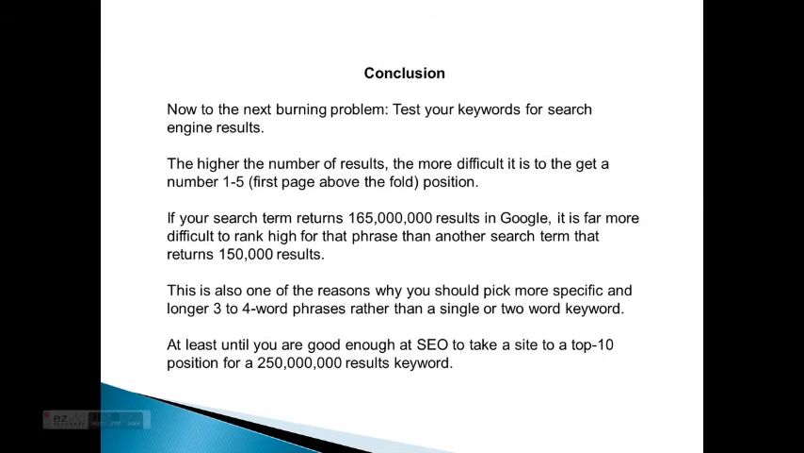In conclusion, the next step is to test your keywords for search engine results. The higher the number of results, the more difficult it is to get a number 1 through 5, or first page above the fold position. If your search term returns 165 million results in Google, it is far more difficult to rank high for that phrase than another search term that returns 150,000.